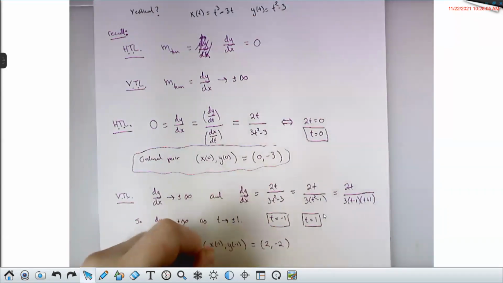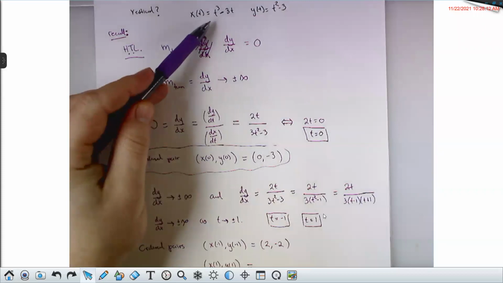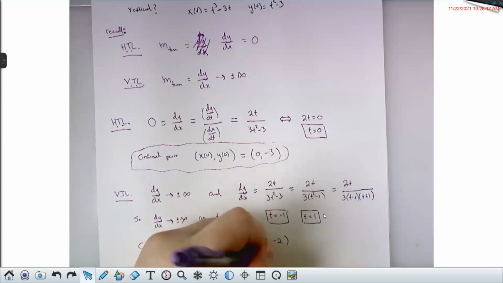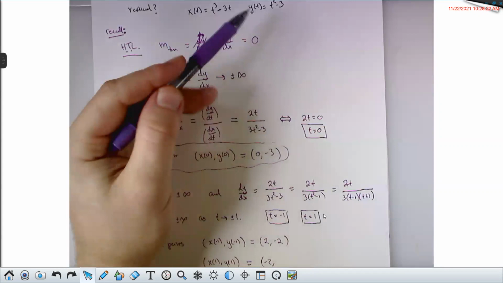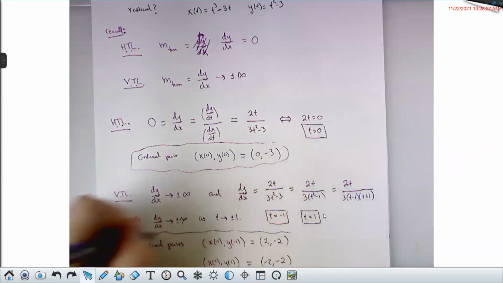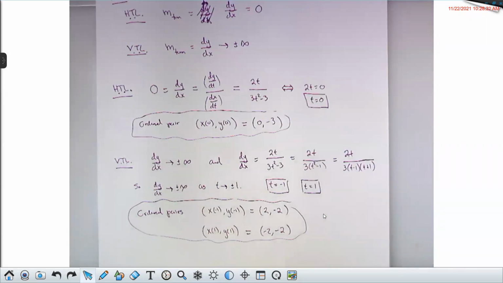The other ordered pair is coming from x of 1, comma, y of 1. If you plug 1 in here, you get 1 minus 3, which is -2. If you plug 1 in here, you get 1 minus 3, which is also -2. So these are your ordered pairs. You have a horizontal tangent line at 0, -3, and you have two vertical tangents, one at 2, -2, the other at -2, -2.